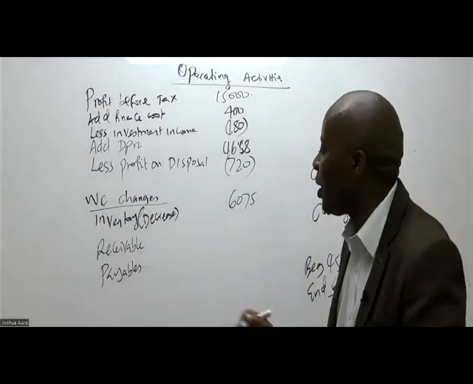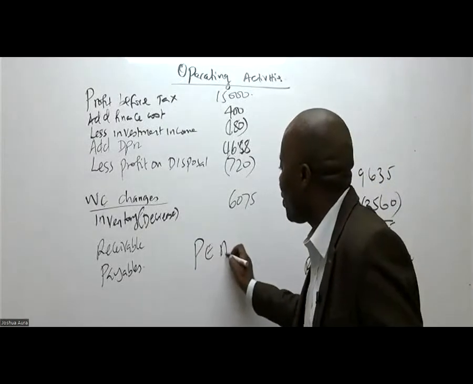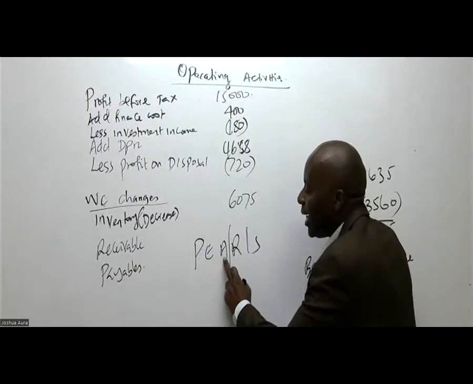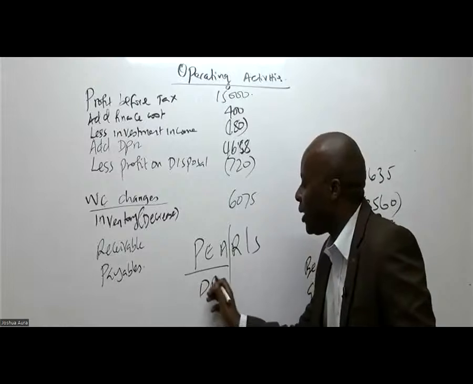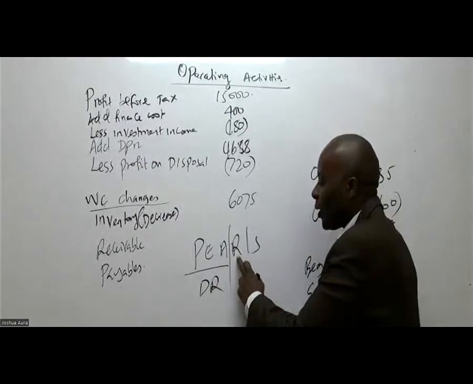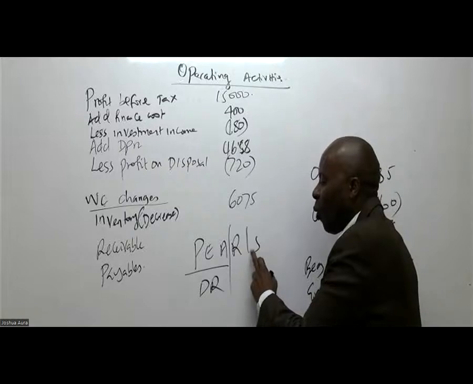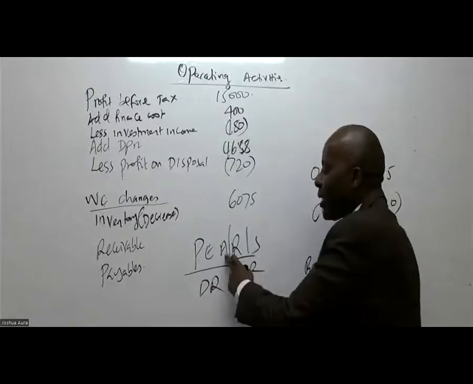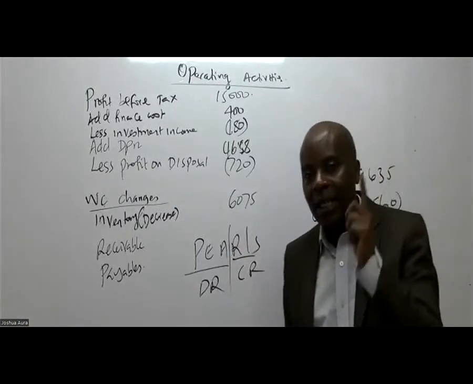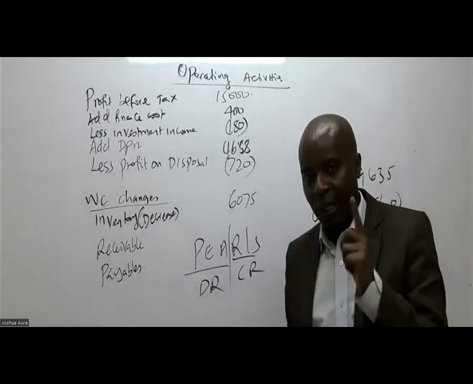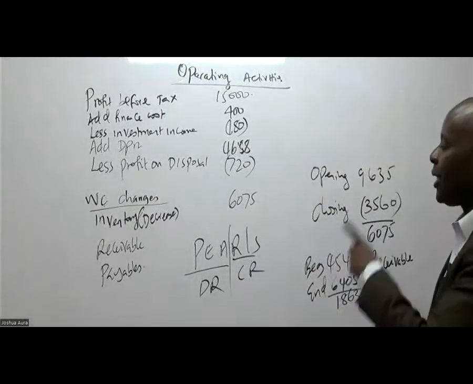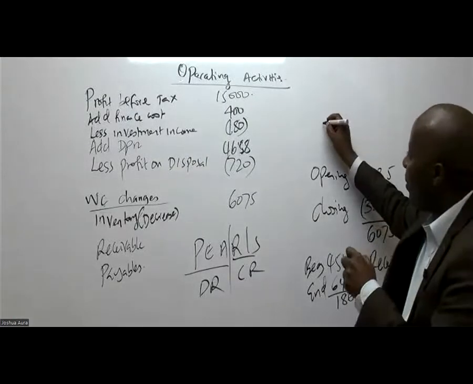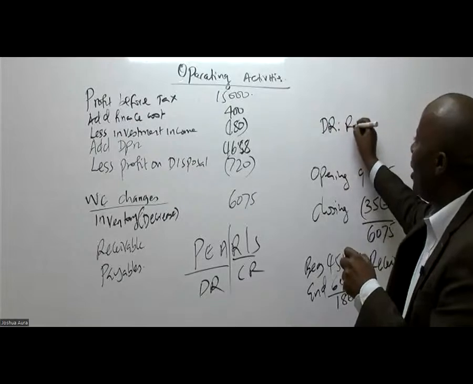Assets. If you remember your basic accounting, we used to say PEA: purchases, expenses, assets. Whenever they increase, you debit. Revenue, liabilities, share capital. Whenever they increase, you credit. Whenever an asset increases, you debit. Here receivable is increasing, and because receivable is increasing, straight away I should come and debit the receivable.